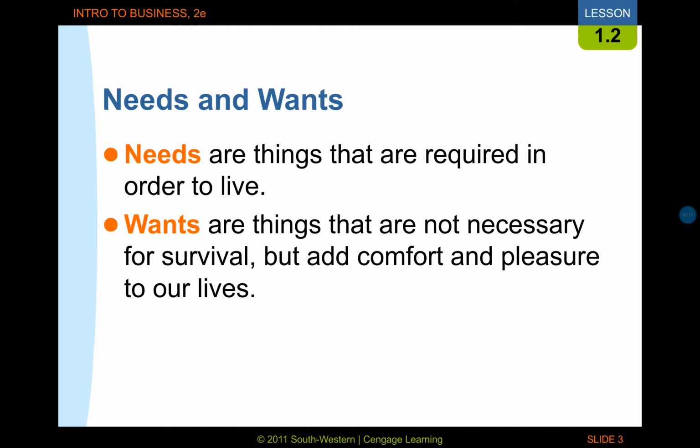Wants. Wants are things that are not necessary for survival, but add comfort and pleasure to our lives. So some examples of a want would be the newest iPhone or the newest video game system that's out. We don't need these things to live and survive. They're things that we want. Luxury items.